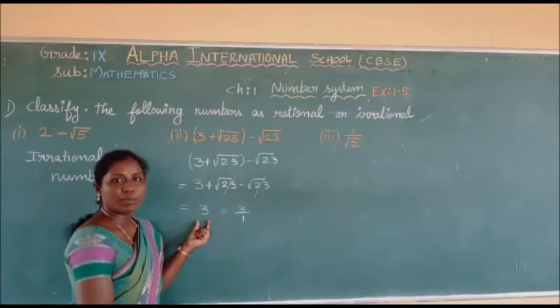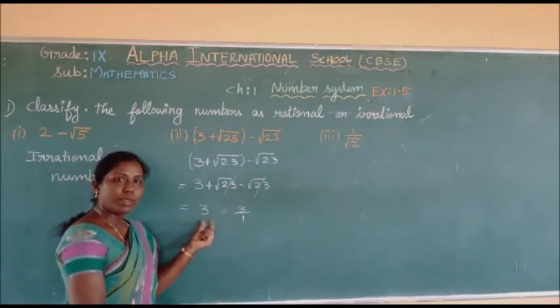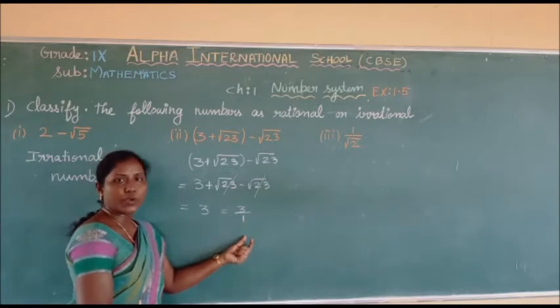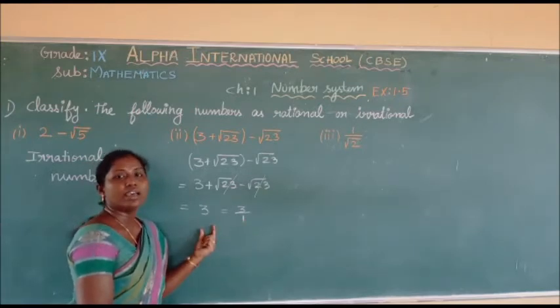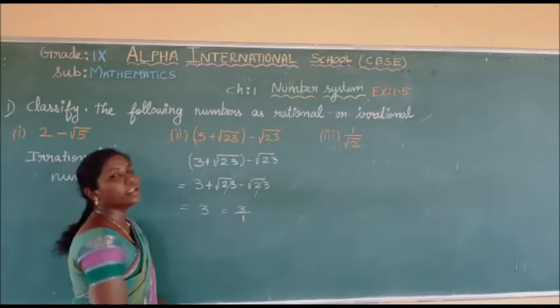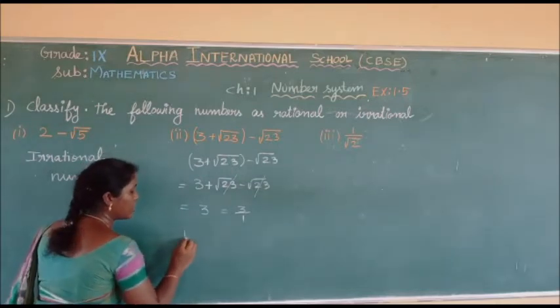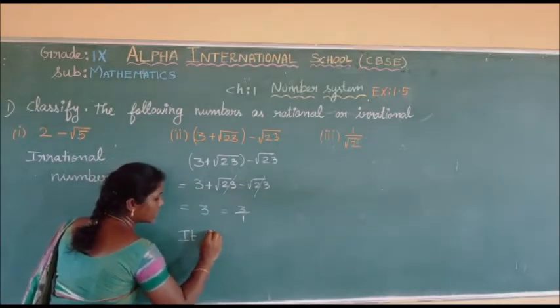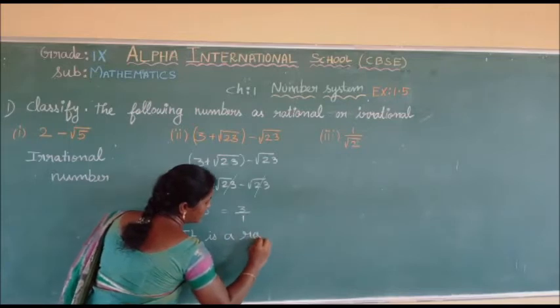3 belongs to the rational numbers only. So 3 can also be written in the form of p by q. So surely 3 is a rational number. So here the given expression is a rational number.